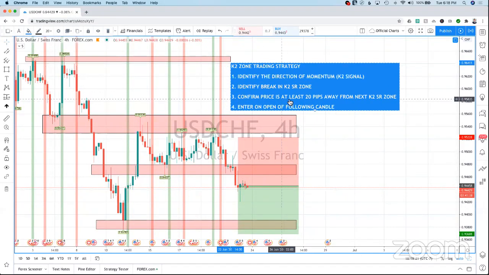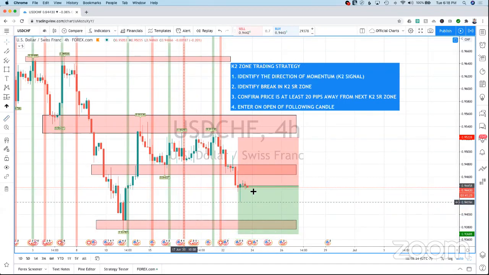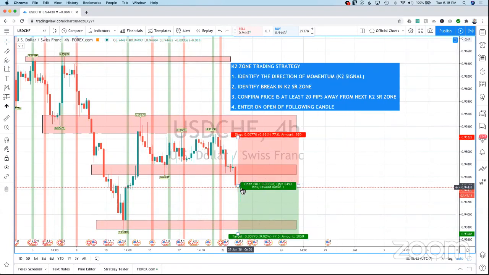You want to confirm that price is at least 20 pips away from the next K2SR zone. So we're going to measure this from this point right here, where our entry would be. And you can see that price is at least 50 pips away from the zone. So 3 of the requirements are met right there. And now you can enter on the open of the following candle. So if you were following this strategy, VD, you could have entered this trade right here.